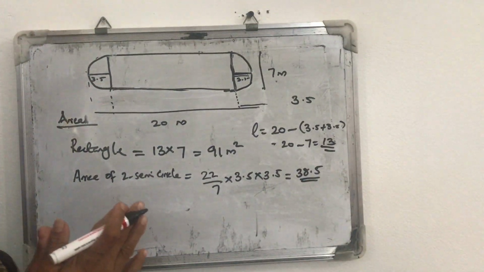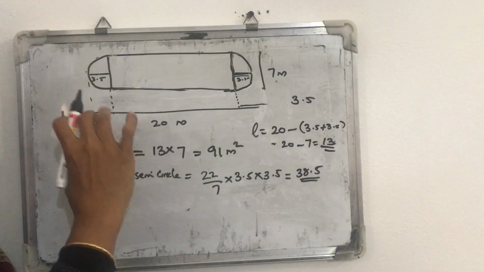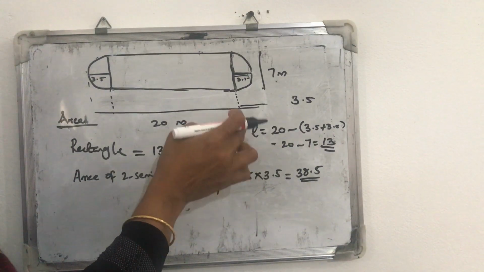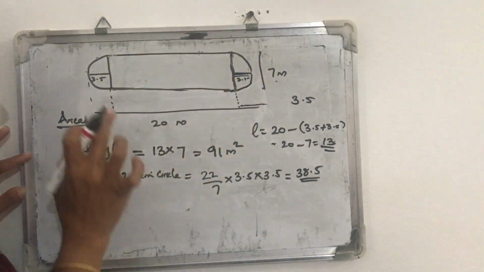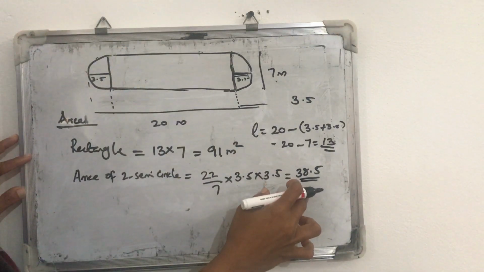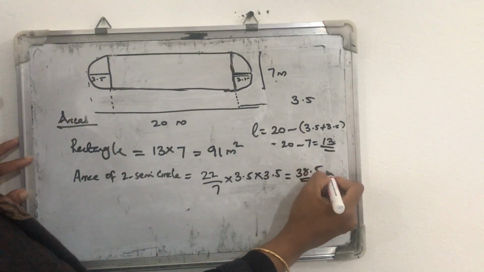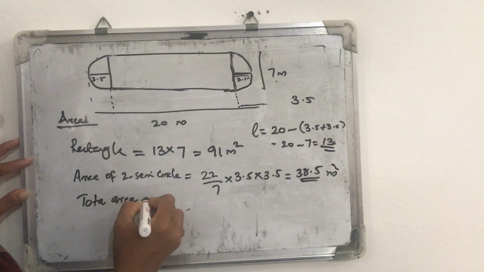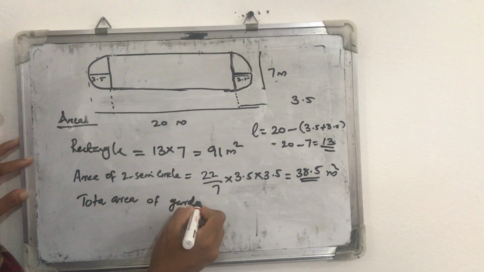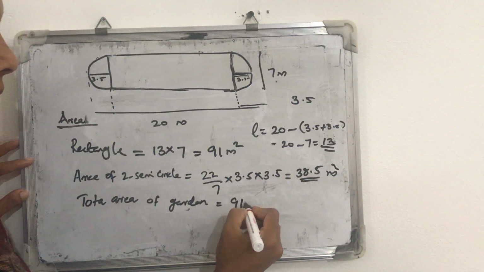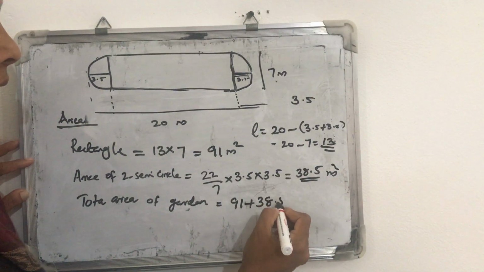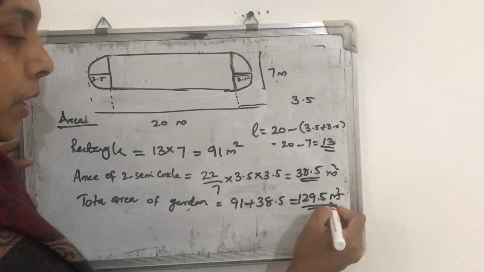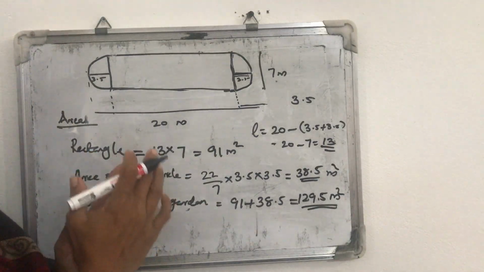Now what will be the area of the total shape? We found the area of both parts separately. The rectangle part area is 91 meter square, and adding the two semicircles as a full circle, its area is 38.5 meter square. Then the total area of the garden is 91 plus 38.5, and you will get 129.5 meter square. Clear?